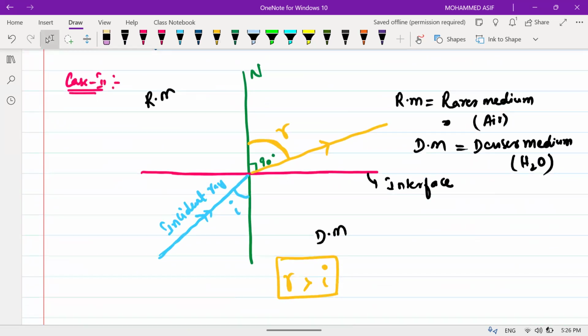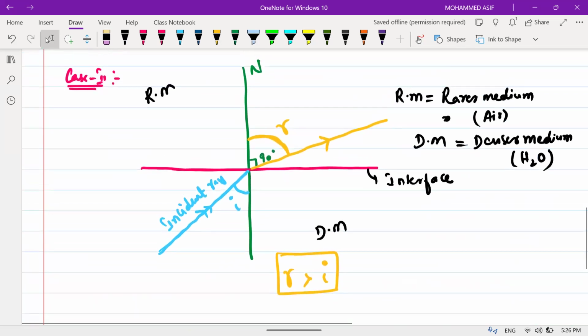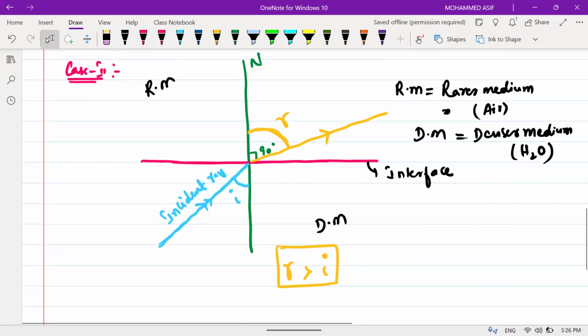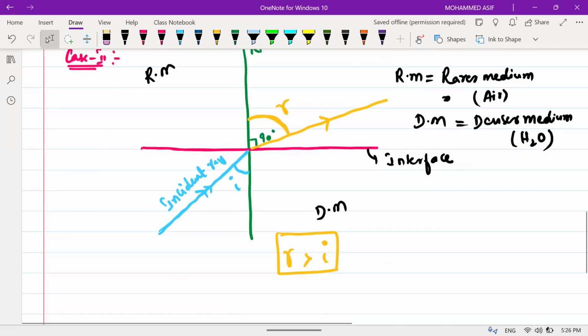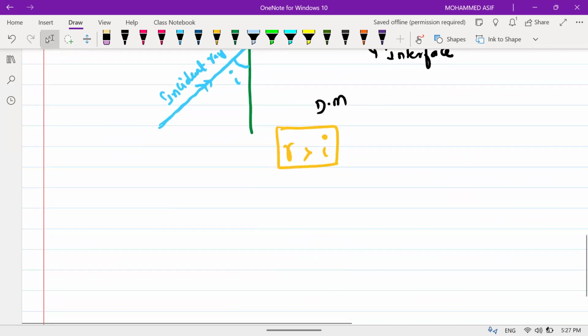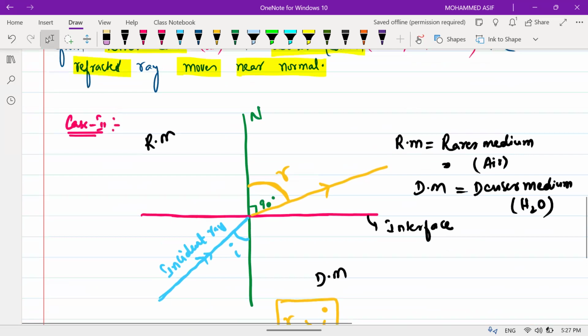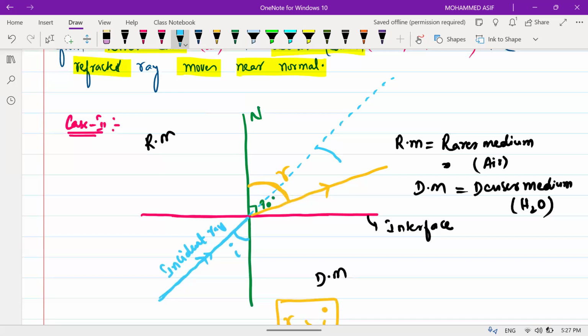Whenever a ray of light is going from denser medium to rarer medium, it bends away from the normal. RM is rarer medium, DM is denser medium. So angle of refraction is greater than angle of incidence. Now, what do you mean by deviation? Light always travels in a straight line. The angle made by the incident ray with the refracted ray is known as deviation. Here the deviation will be equal to R minus I.